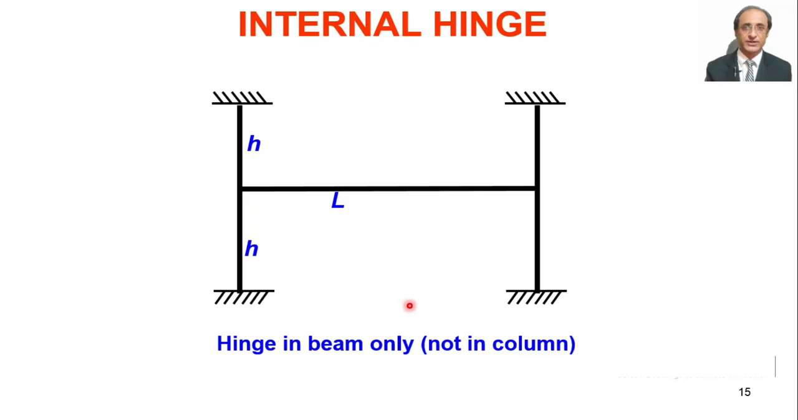Now we consider an internal hinge like this. So we are deliberately considering a hinge such that the hinge is in the beam only in this particular joint. So we assume that the column is a continuous member and the beam is connected here in the form of a shear connection, so that hinges in the beam only. So how do we tackle this kind of situation? The previous case the hinge was external at the support, but here we have internal hinge.